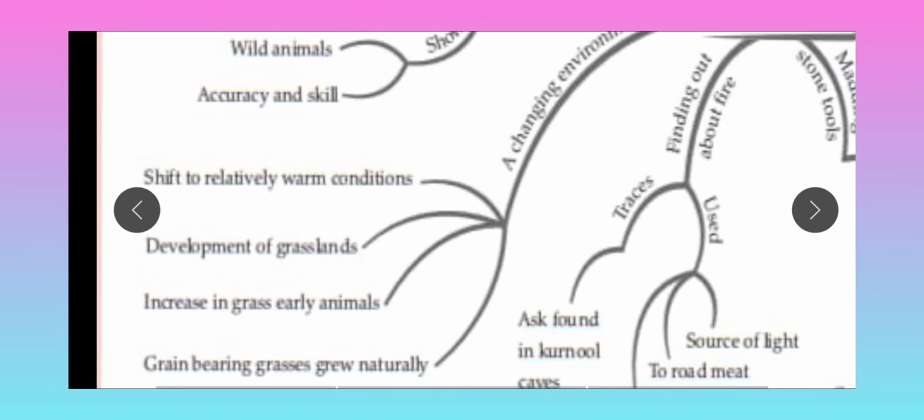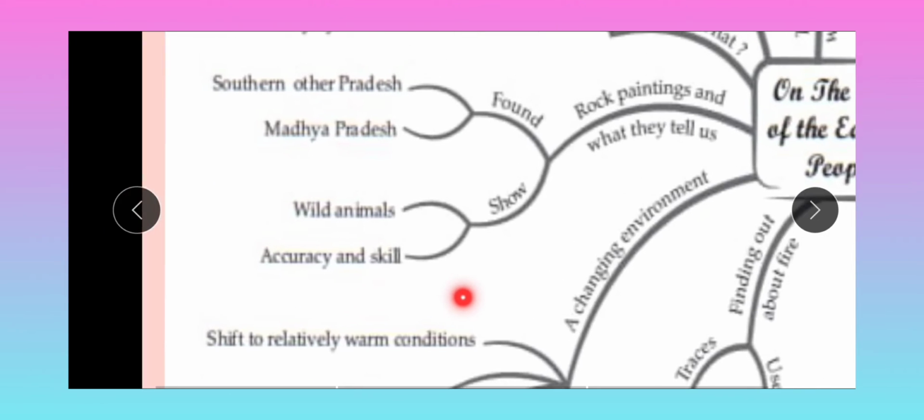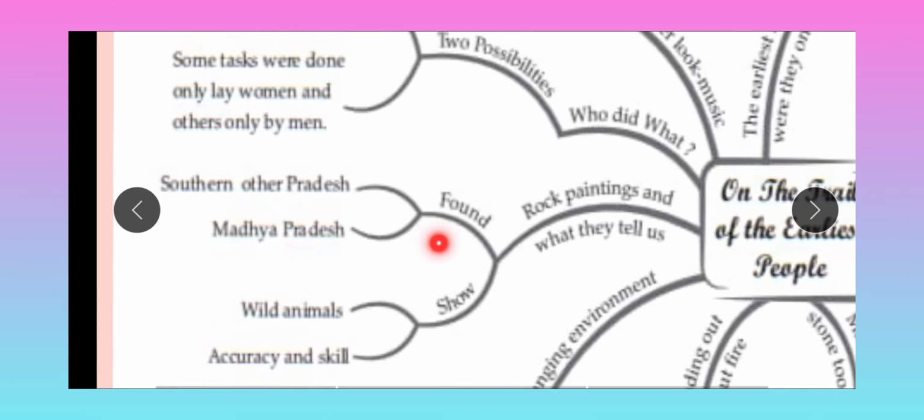So by the changing environment, what consequences happen? First one, shift to relatively warm conditions. Next one, development of grassland. Third one, increase in grass-eating animals. Fourth one, green vegetation brings grasses to grow naturally. Okay, so these are the four reasons for the changing environment.